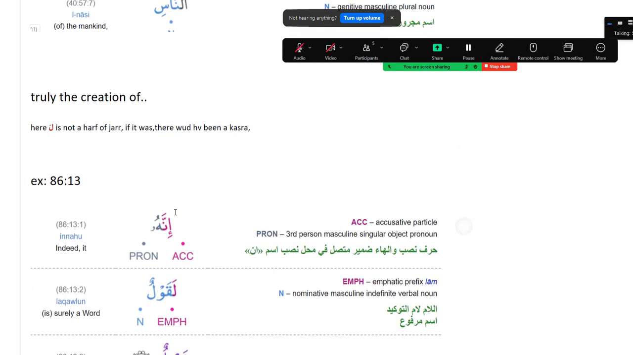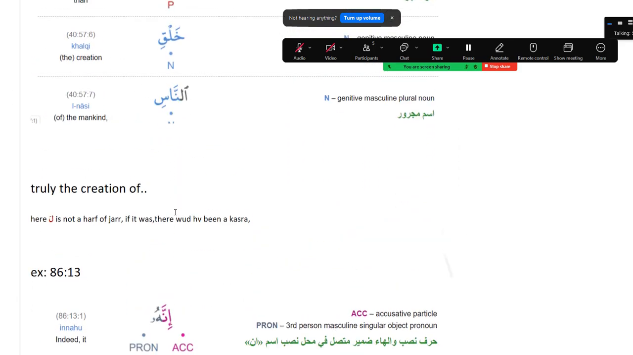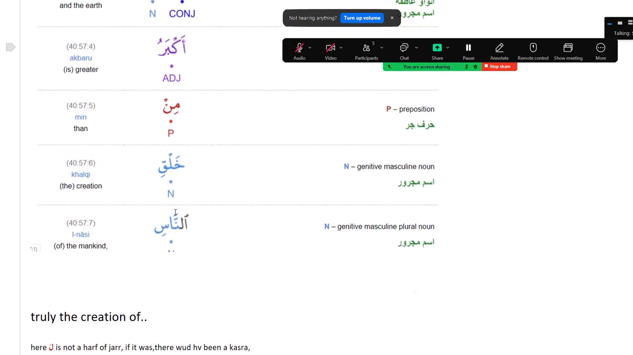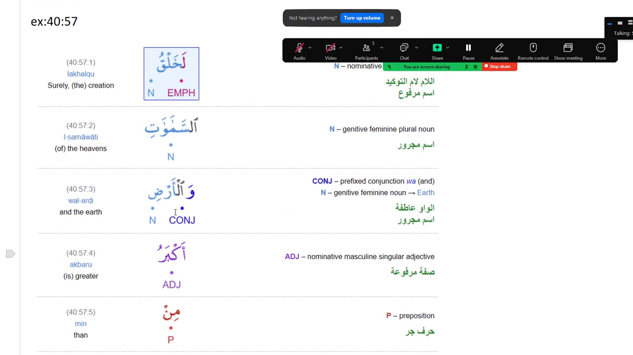And then we have here the lam is not a huruful jar, right? If it was huruful jar, what would khalqu have become? Khalqi, yes, right? So you know the difference between the li of huruful jar and this lam, right? La khalqus samawati, and also in the translation, it is for emphasis. Surely the creation of the heavens. Okay?